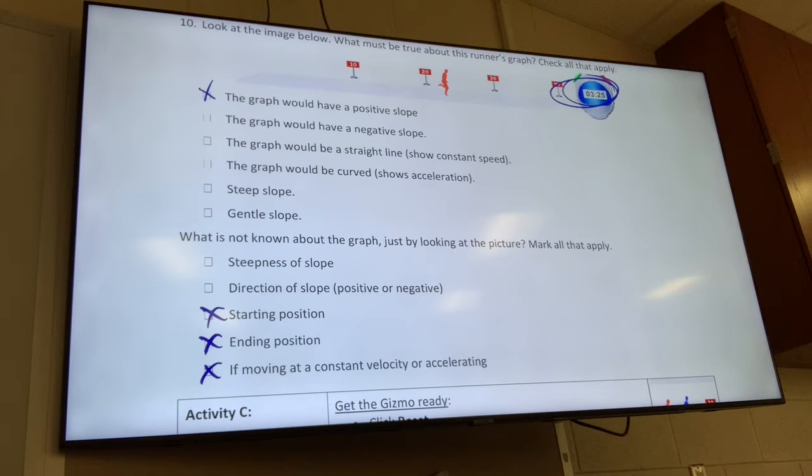Good. We don't know if he's running at the same rate or if he's speeding up or slowing down. We don't have the graph to have that information. We're only looking at a single point on the graph. Steepness of slope. We don't know if he's going fast or slow.